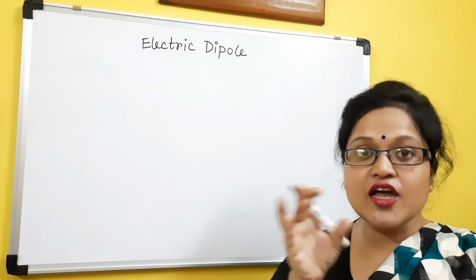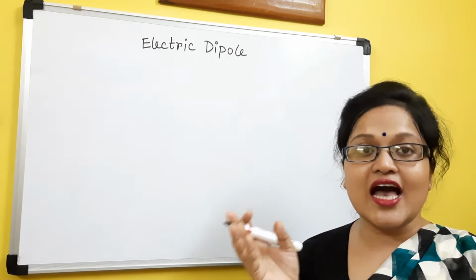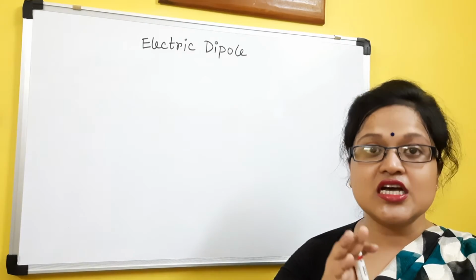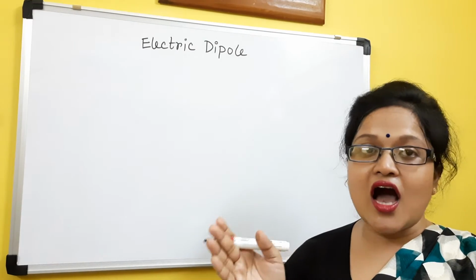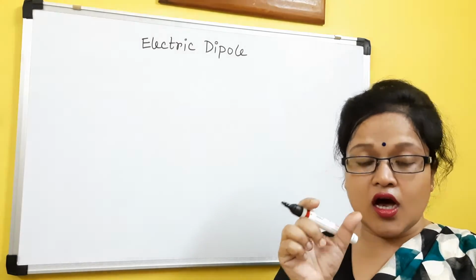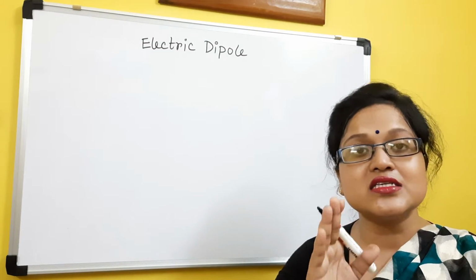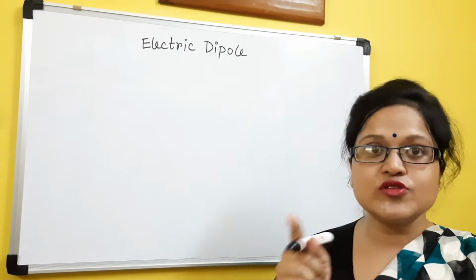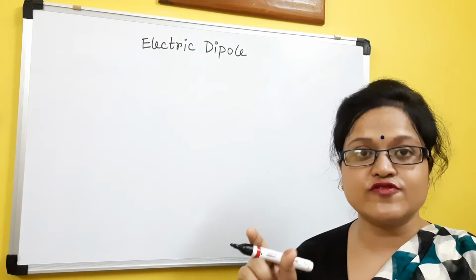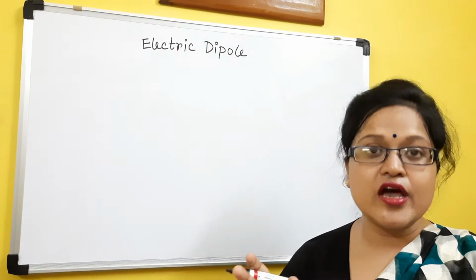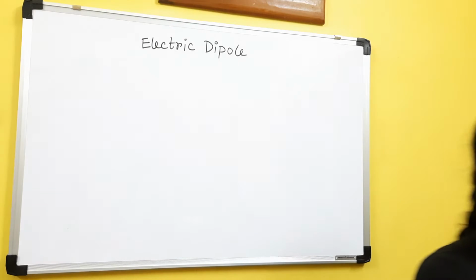So this kind of thing, where one side is positively charged and another side is negatively charged, is termed a dipole. Two poles are situated within a finite distance and have exactly the same magnitude of charge but opposite in nature. Meaning if one is plus q, the other is minus q.